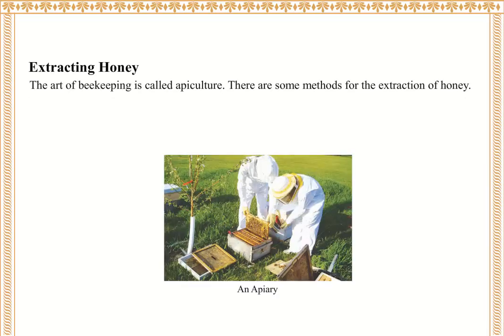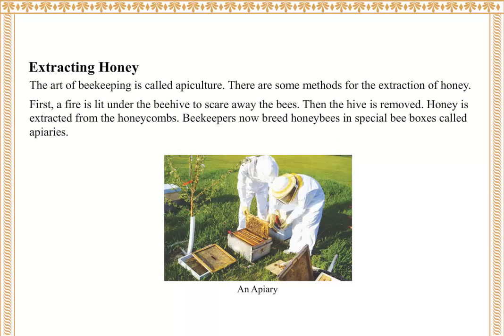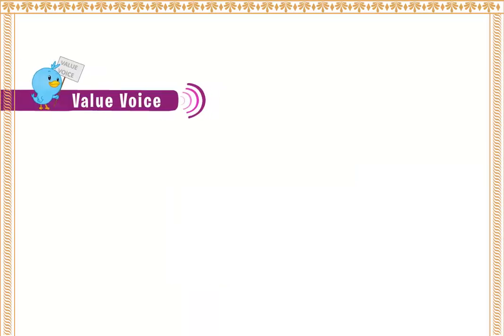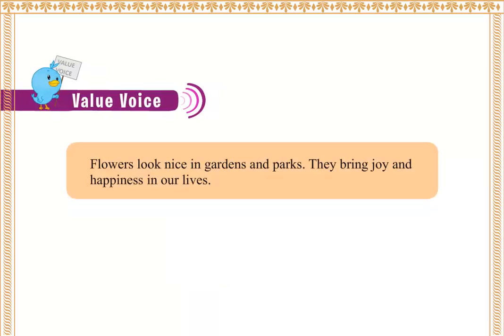Extracting honey. The art of beekeeping is called apiculture. There are some methods for the extraction of honey. First, a fire is lit under the beehive to scare away the bees. Then, the hive is removed. Honey is extracted from the honeycombs. Beekeepers now breed honeybees in special boxes called apiaries. An apiary. Value voice. Flowers look nice in gardens and parks.